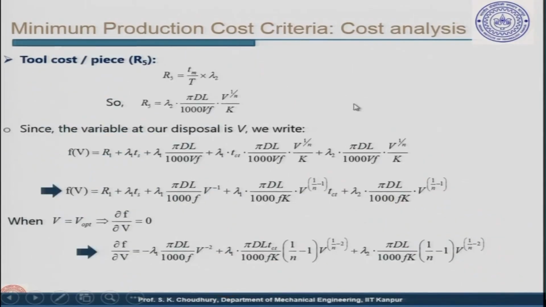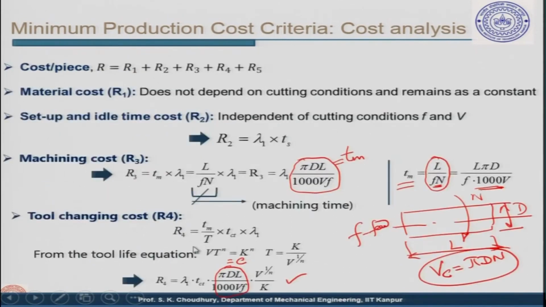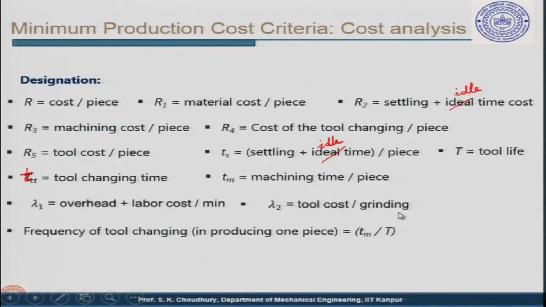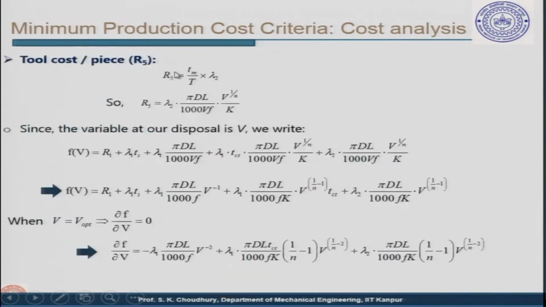Now, next is the tool cost per piece, that is R 5. Again we have to find out how many times we have changed the tool, the frequency of tool changing. This is T m divided by T, as we have said here. That we are multiplying by lambda 2, and lambda 2 is the tool cost per grinding. Now, we are not paying the overhead and the labor cost in this case, because this is part of the tool cost, the overall process.